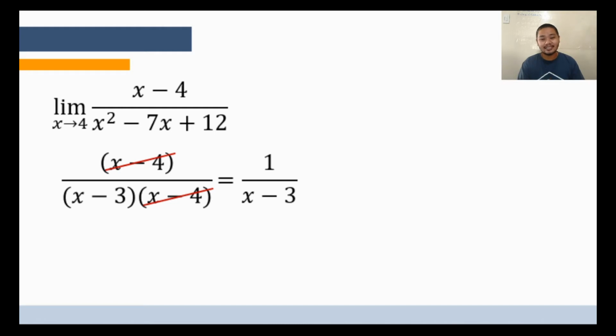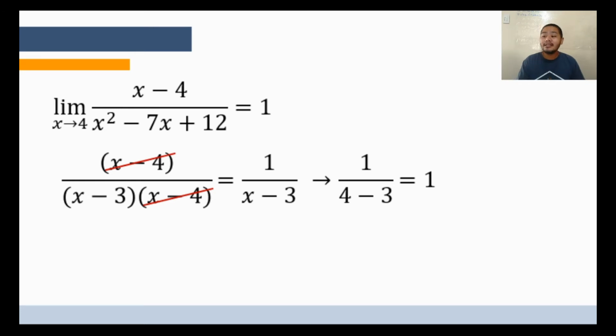So, in this case, pwede na nating i-substitute yung x by 4. So, makukuha natin dyan ay 1 over 4 minus 3, which will be equivalent to 1. Therefore, yung limit ng x minus 4 all over x squared minus 7x plus 12 as x approaches 4 is equivalent to 1. Madali lang. It is very important na master mo yung factoring.